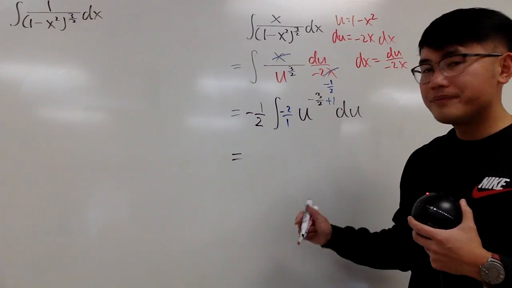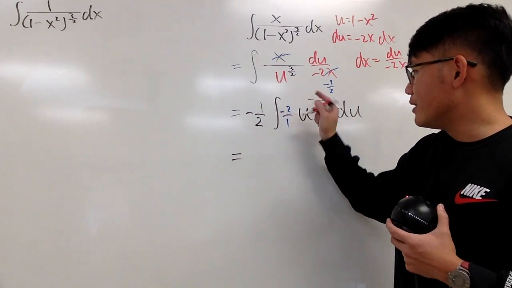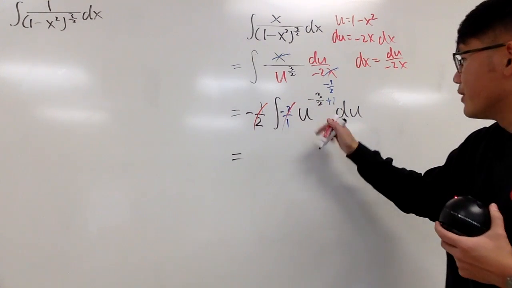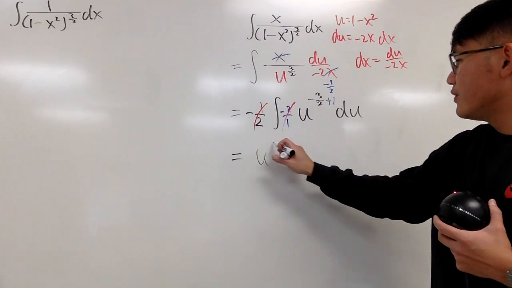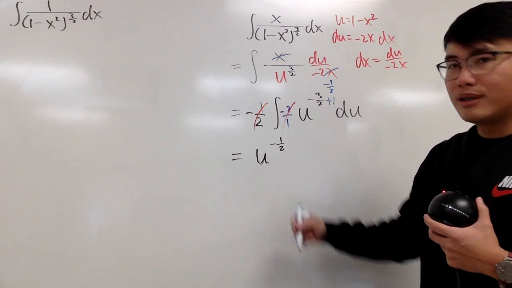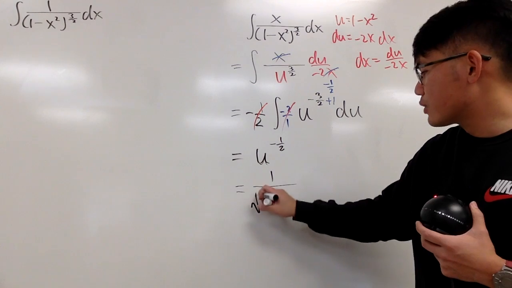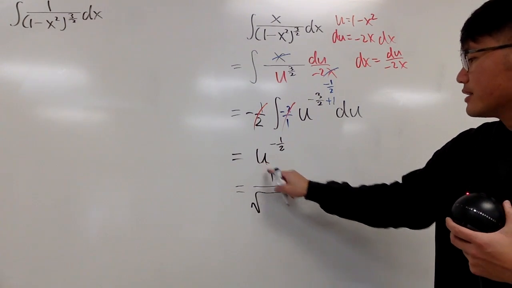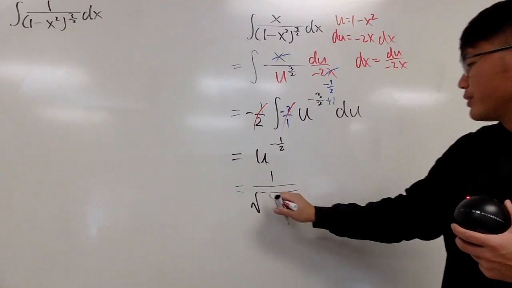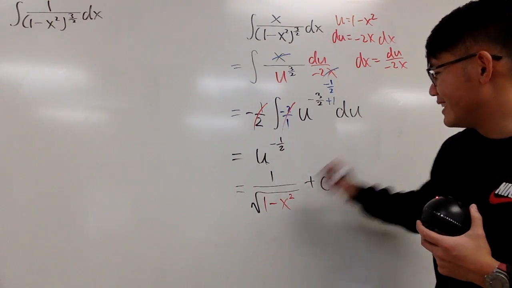And then from here, as you can see, negative 1 over 2 and negative 2 over 1 cancel, and then you have u to the negative 1/2 power. That's it for the integration step. And of course, write this down a little bit better. This is 1 over the square root of u, and the u is that. So I put down 1 minus x squared, and we are done. Plus c. This is it.